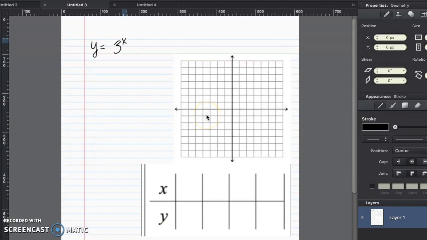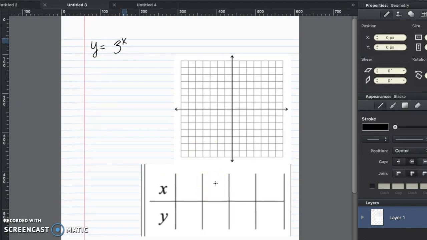Welcome back, mathematicians. This time we're going to talk about growth, and this is the second part of our growth and decay series. We have a graph here. It's 3 to the x power. I'm going to do my best to sketch it. Again, I'm going to pick some points out, and we're just going to go through it and try to do our best to graph it.